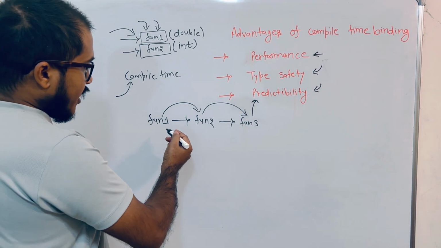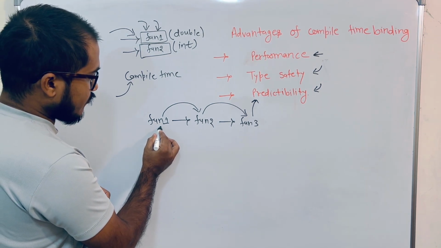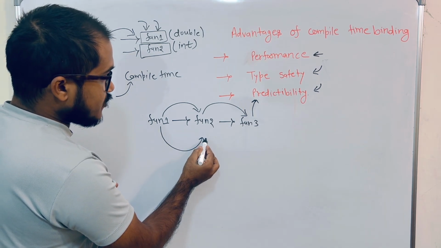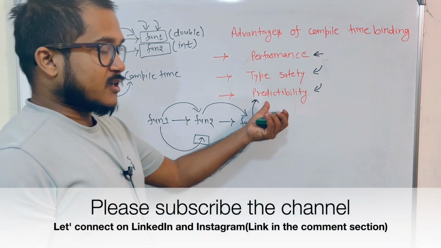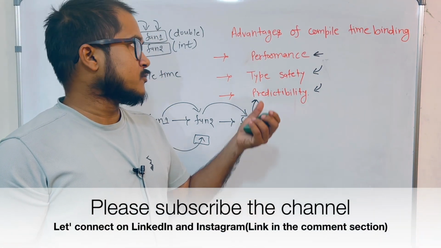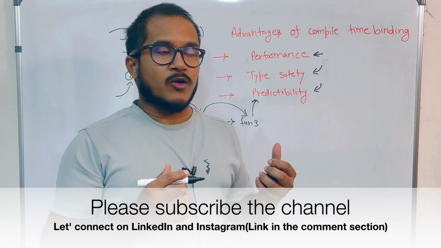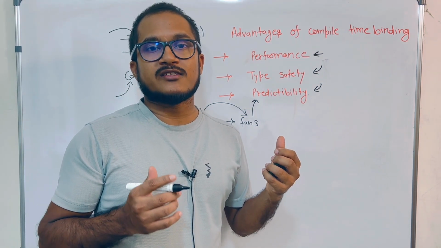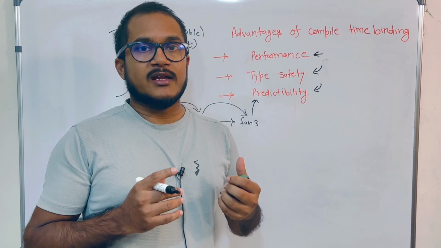But in case of runtime binding, because I don't know which function will get executed after function 1, I'm always confused about the behavior of my system. So this is another big advantage of using compile time binding. Although it is not always possible to use compile time binding only in the system, instead of that we are bound to move to runtime binding.